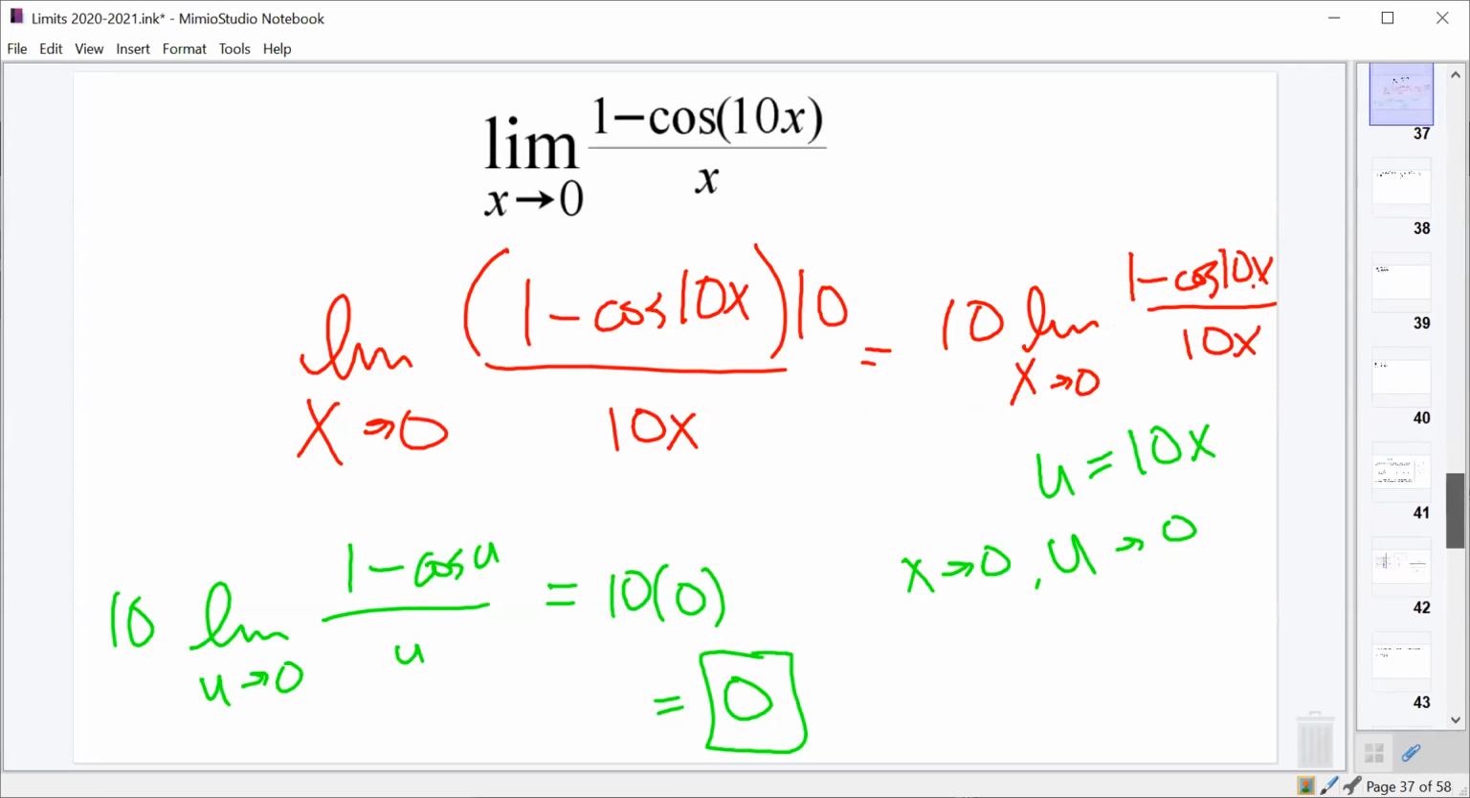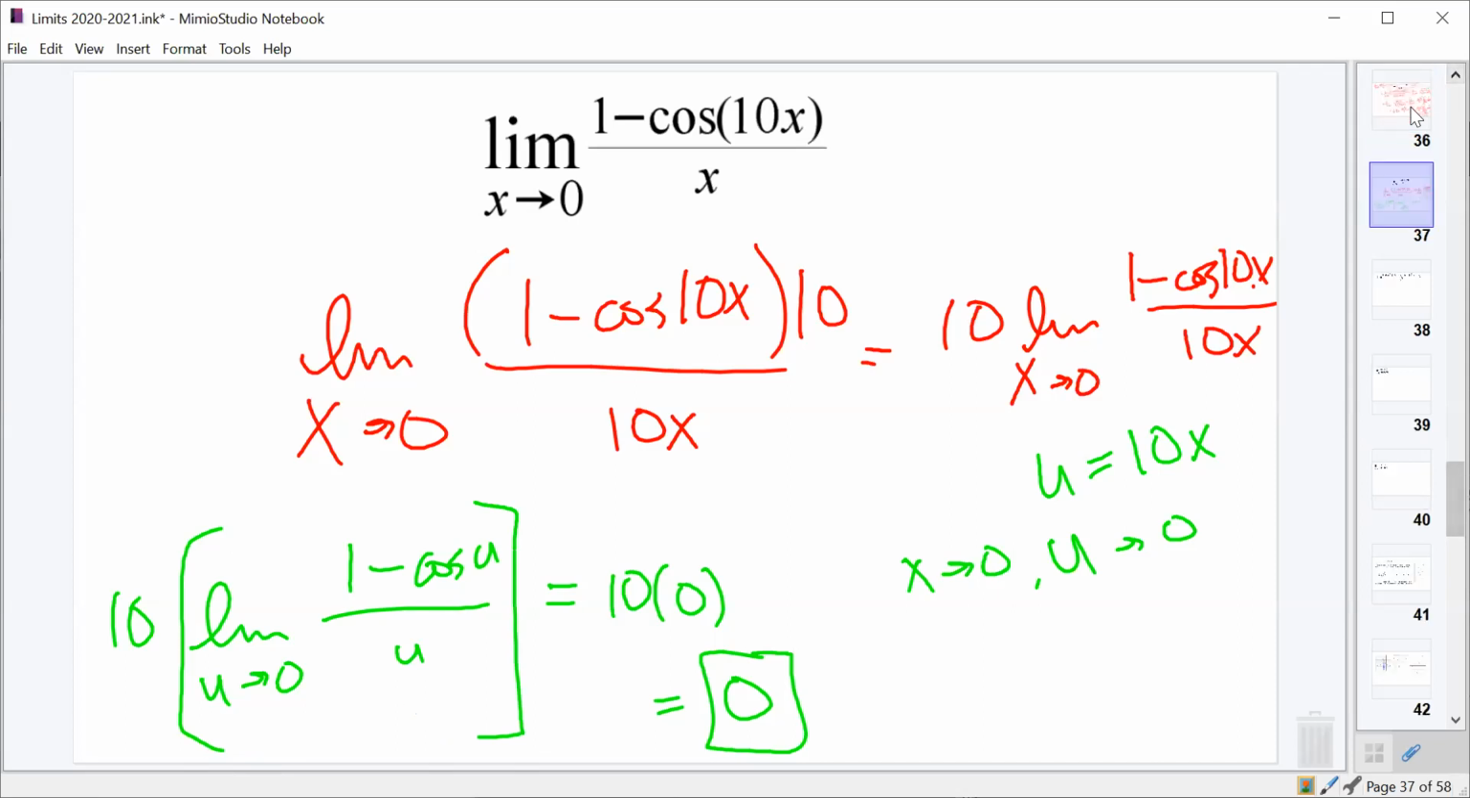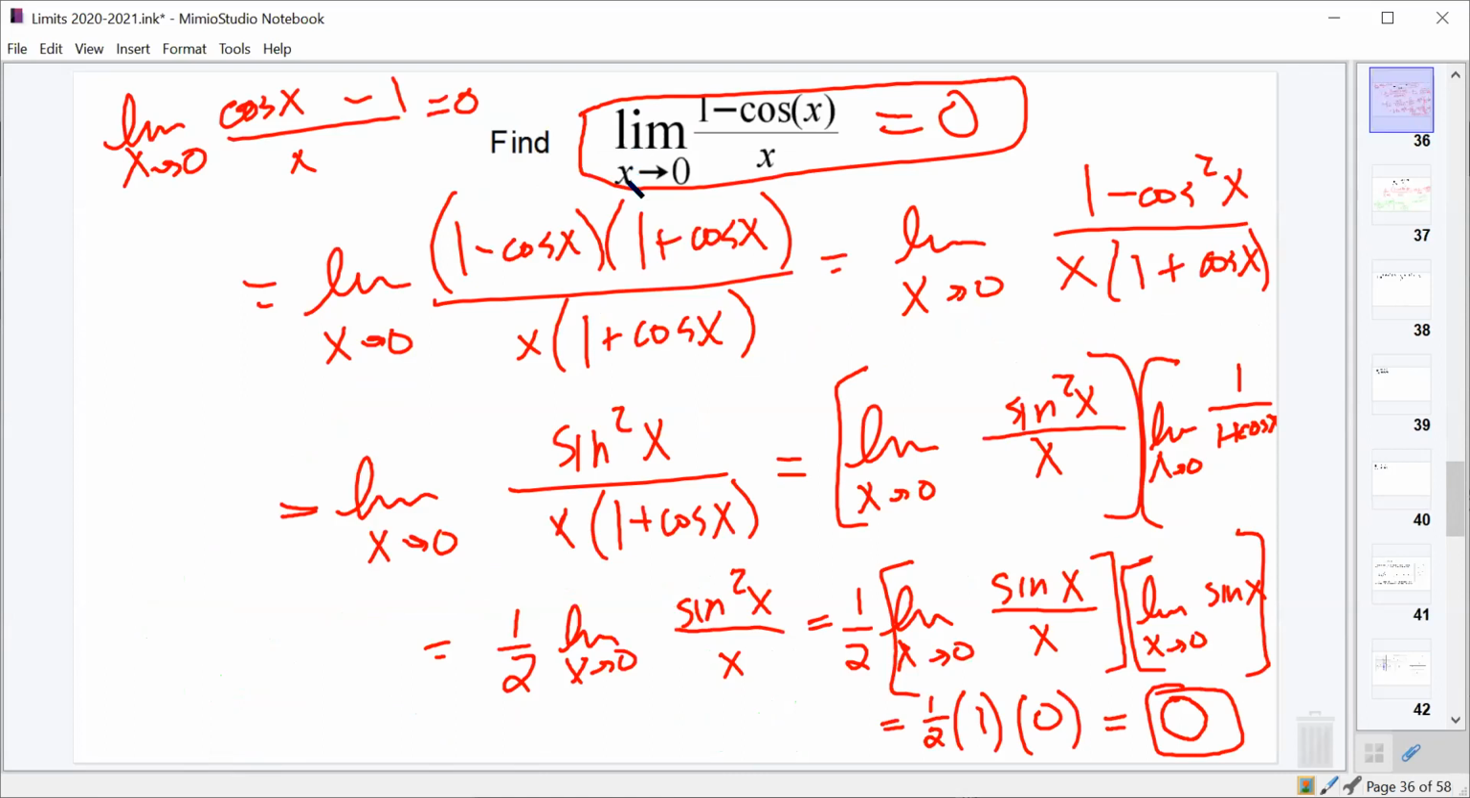I don't get how you get from the second to last part to the answer. Yeah, so right there, right to here? 10 times 0. Yeah. Okay, so this limit right here, the limit as u approaches 0 of 1 minus cosine u over u, is this one that we just proved back here, right? The limit as x approaches 0 of 1 minus cosine x over x. We just have u's instead of x's.